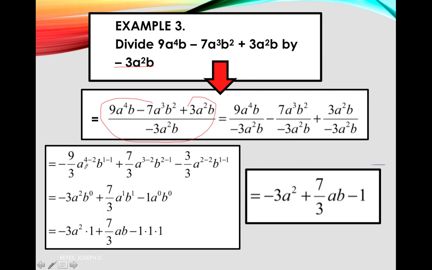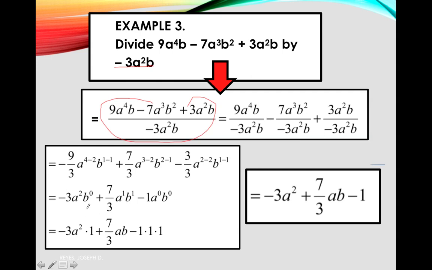So for this portion, we have 9 divided by 3 is 3. Then copy the sign, negative. 4 minus 2 is 2. 1 minus 1 is 0, plus 7 over 3. a, 3 minus 2 is 1 and b, 2 minus 1 is 1. And finally negative 3 and 3, that's negative 1. a, 2 minus 2 is 0. b, 1 minus 1 is 0.